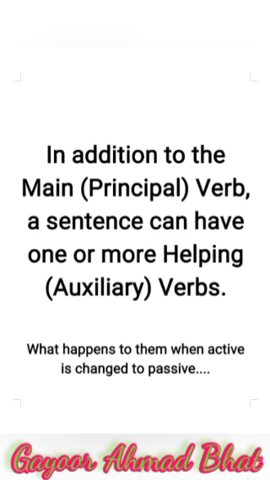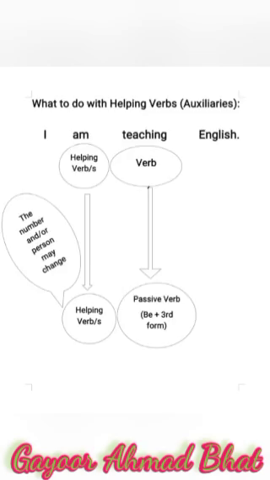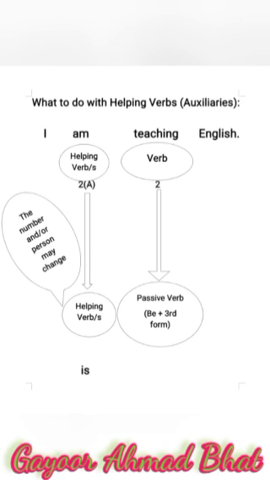Friends, if there are any helping verbs in the sentence, what to do with them? Take for example this sentence, I am teaching English. A helping verb, am, is used in the sentence. The helping verbs move into the passive without changing their tense, although the number or person or both may change.